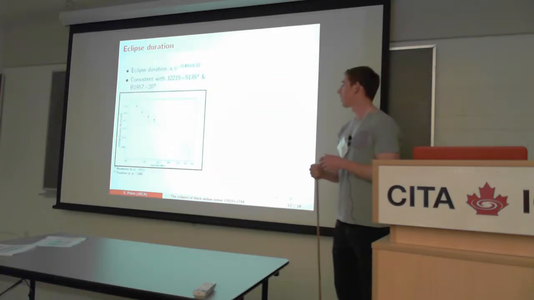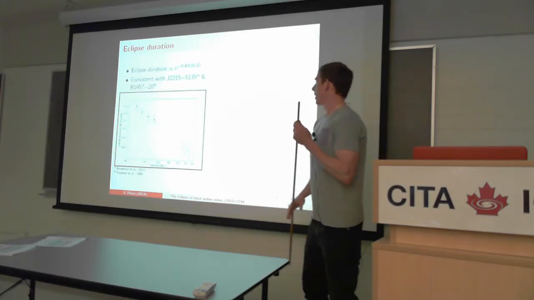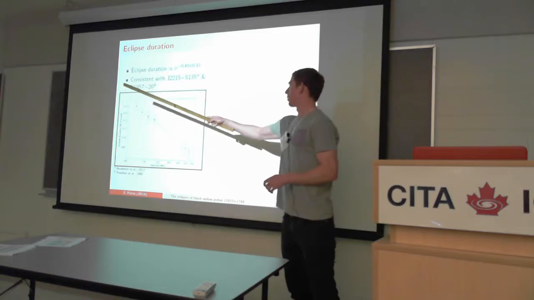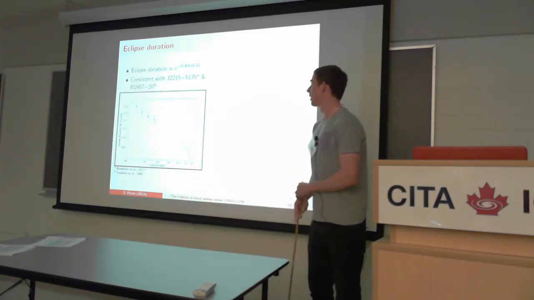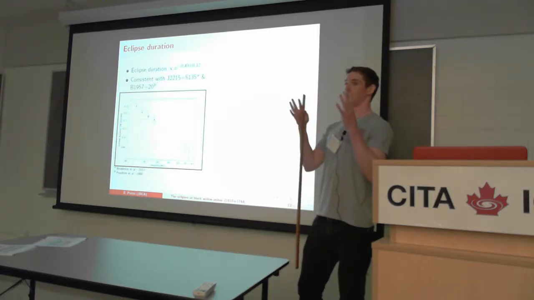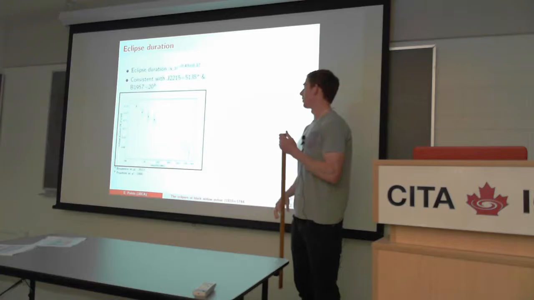Yep, so one more thing I just wanted to talk about is the duration of the eclipses. Basically, to make this plot, I split the LOFAR band up into 4 separate subbands, and then the Westerbork band up into 3 separate subbands. And then for each of those subbands, we measured essentially the eclipse duration.